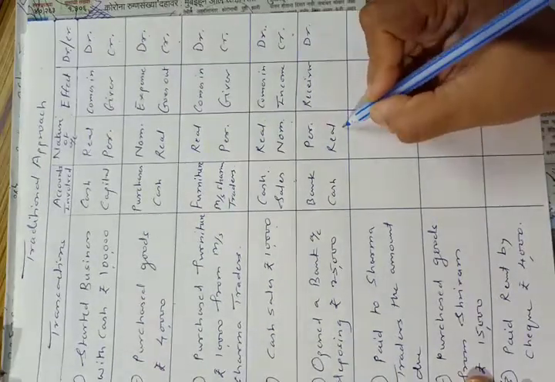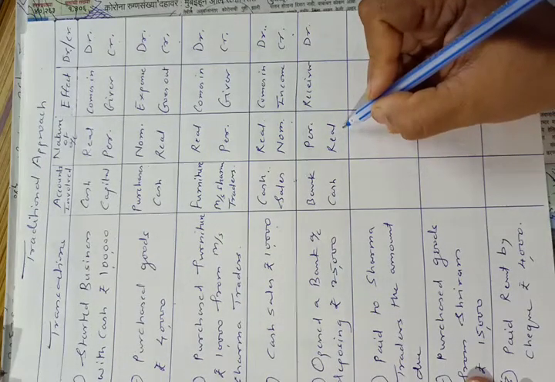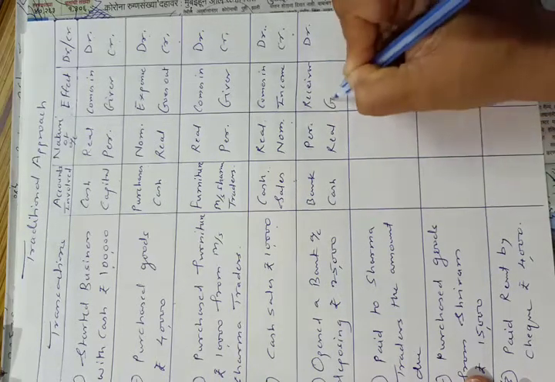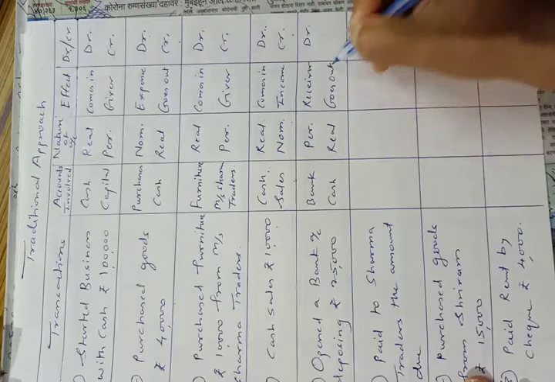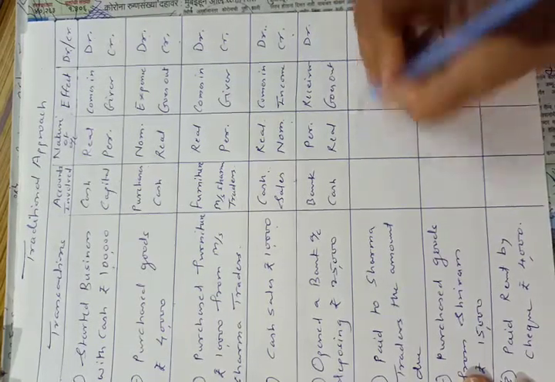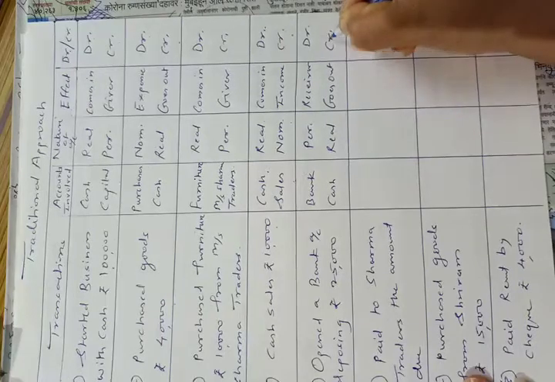Next account is the cash account. The real accounts rule says debit what comes in, credit what goes out. Here cash goes out. As we are depositing cash into the bank, cash goes out from us. So the rule says credit what goes out.